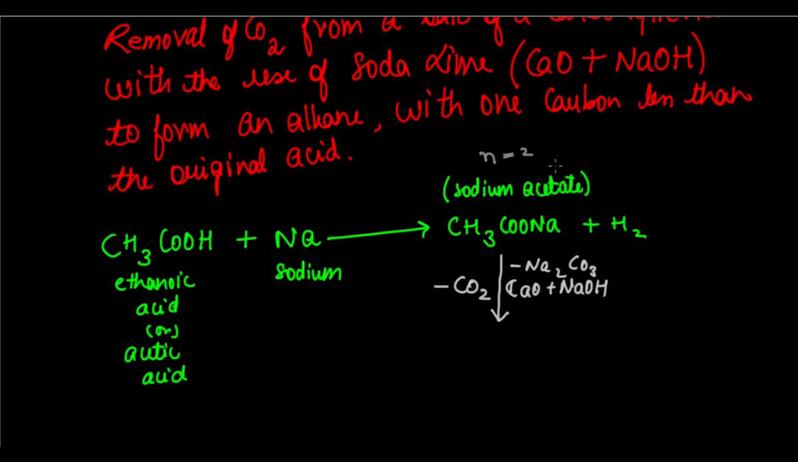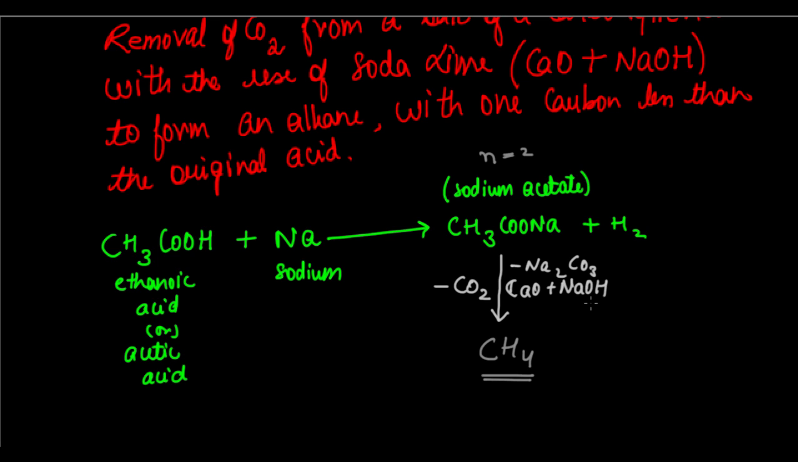So you're going to get an alkane with only 1 carbon. That is methane. So the answer is CH4. Now that's understood. Because of the reaction with soda lime, that is CaO plus NaOH, the sodium acetate will lose sodium carbonate, and it will also lose carbon dioxide. Together it will give you CH4, that is methane.